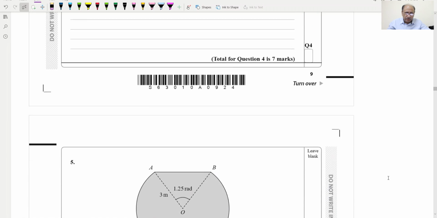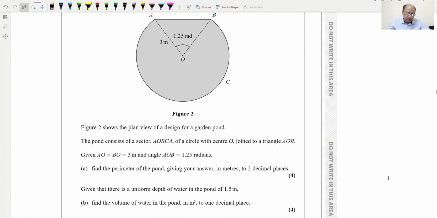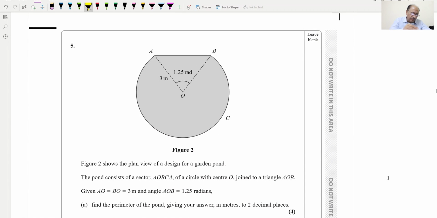Now we can move to the next question, and the next question is question number 5. A figure is provided, figure 2. Figure 2 shows the plan view of a design for a garden pond. The pond consists of sector AOBCA of a circle with center O joined to a triangle AOB. Given that AO is equal to BO, which is 3 meters, this is also 3 meters, and angle AOB is given, which is 1.25 radians.